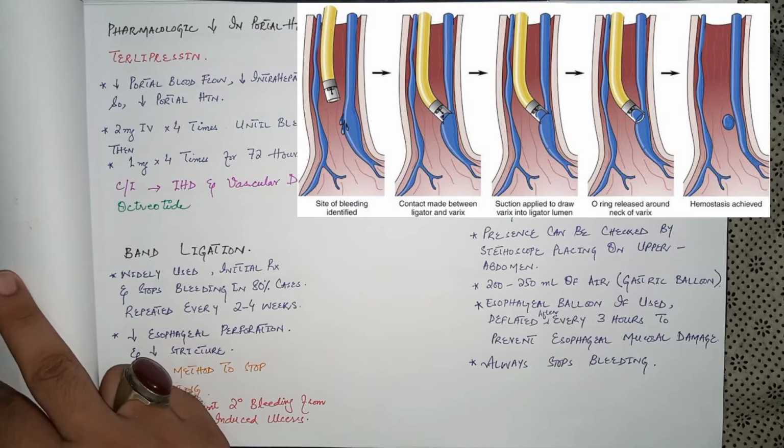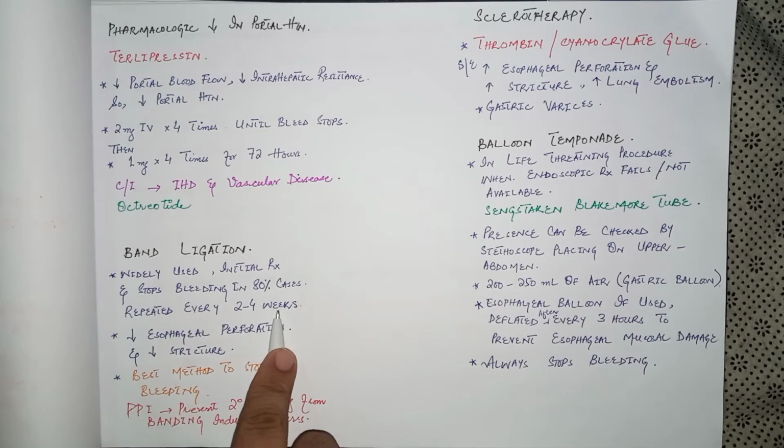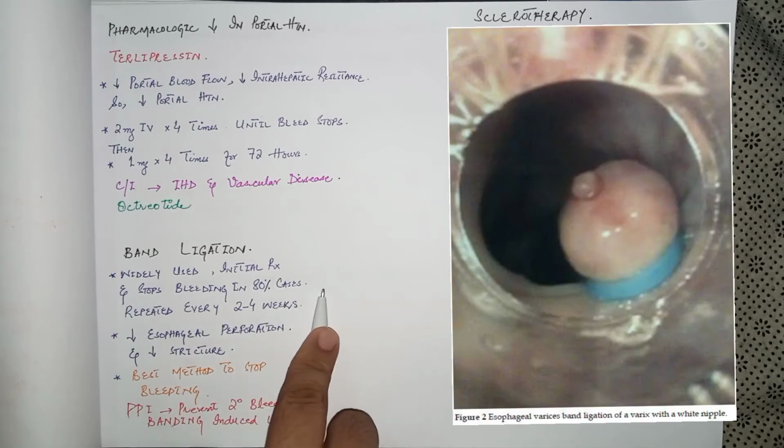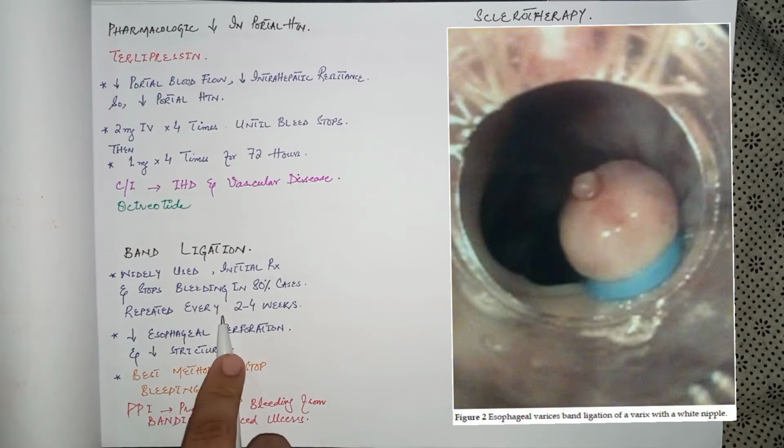That is, bleeding is stopped in 80% of the cases. And this is repeated every 2 to 4 weeks until the obliteration of varices. Here, as you can see, the chances of esophageal perforation are very low, and there are low chances of stricture formation. So this is a safe procedure as compared to other procedures. This is the best method to stop the bleeding.